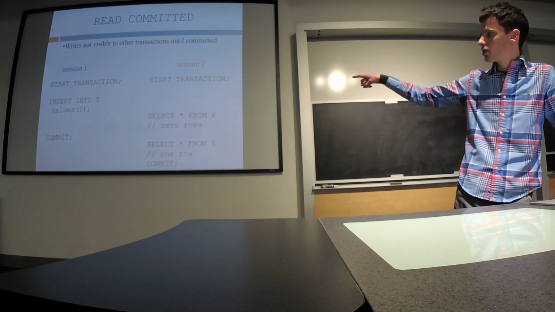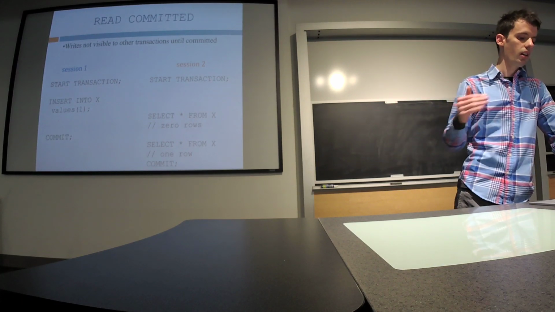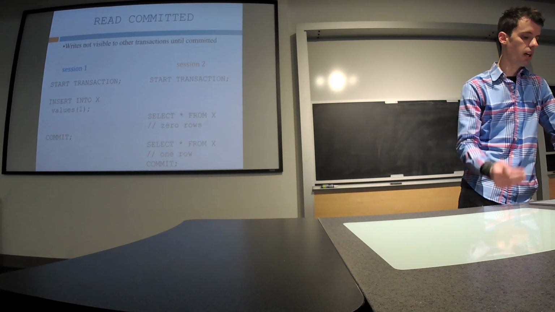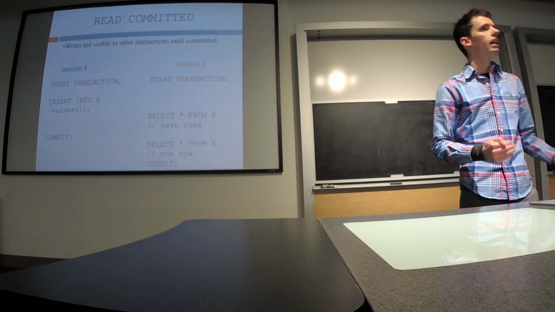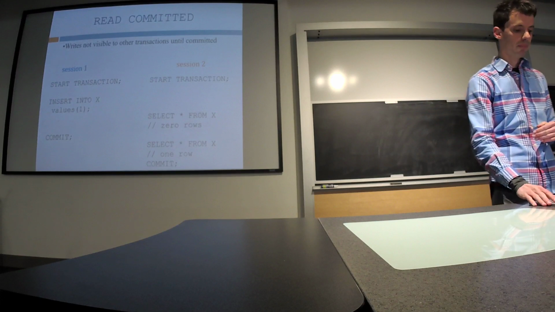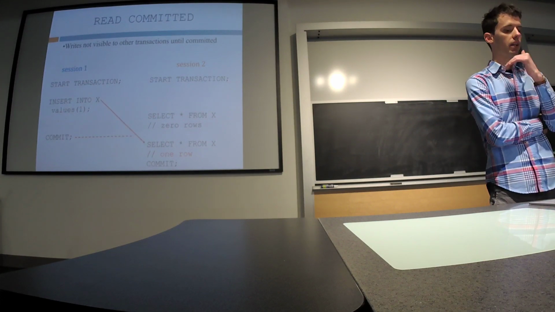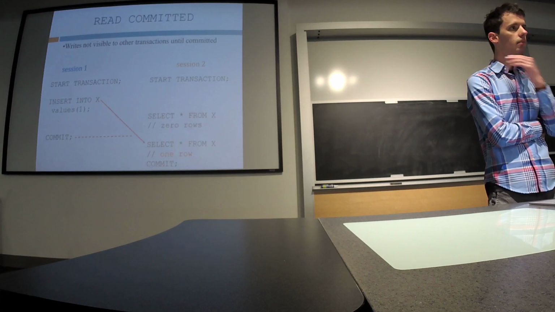So notice these two selects here, exact same select statement in session 2. First it returns 0, then it returns 1. Even inside of the transaction. This is all inside of a start commit block. But since the commit happened there in some other transaction, now it can see the difference.